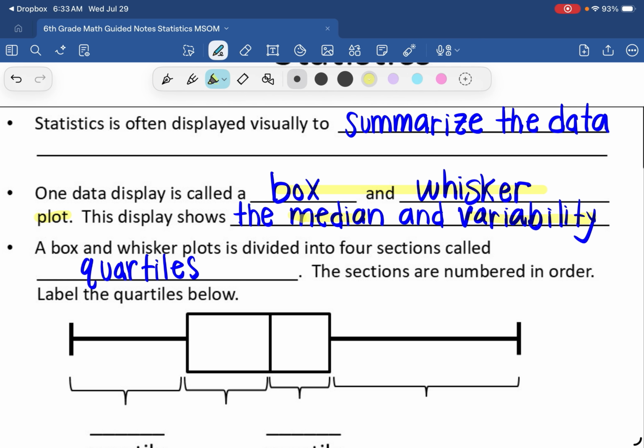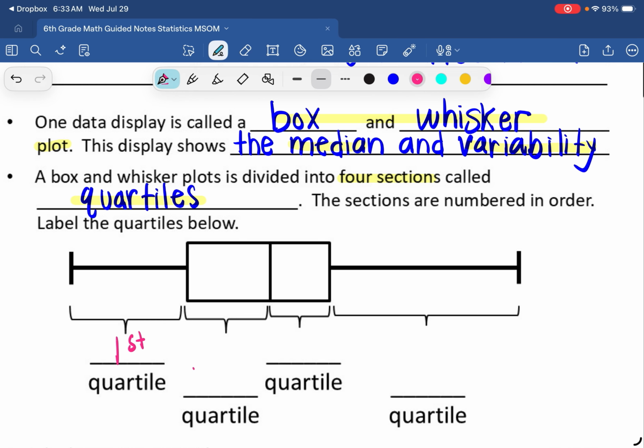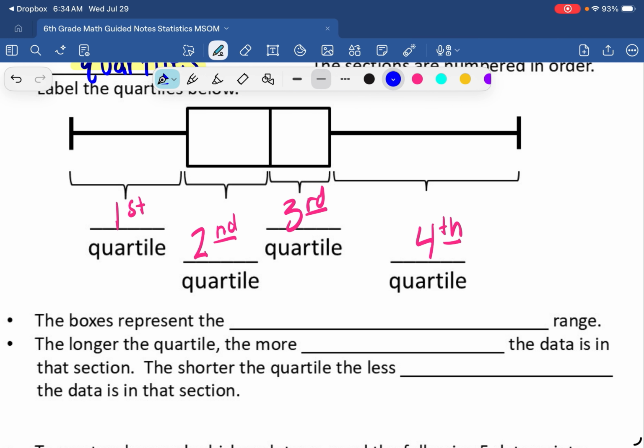Label the quartiles below. So this is a box and whisker plot because it has these two boxes in the middle, then it has whiskers on each side. So the quartiles will be in order. So this will be the first quartile, this little whisker. Then the first box is the second quartile. The second box is the third quartile. And then you have your whisker at the end, which is the fourth quartile. The boxes here in the middle represent the interquartile range, which we talked about on the previous pages.